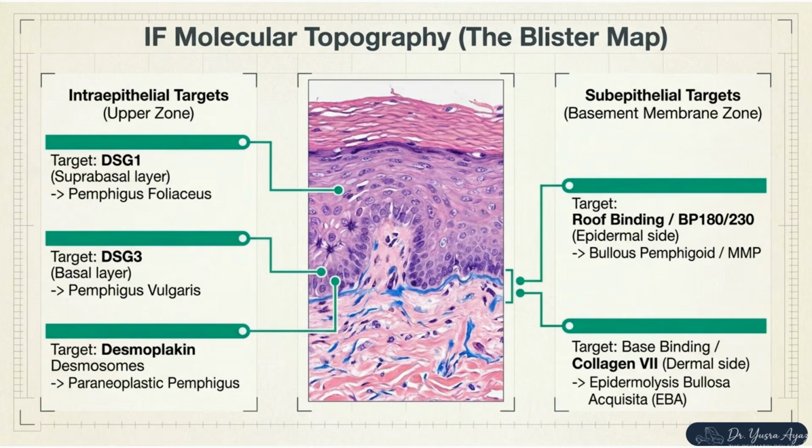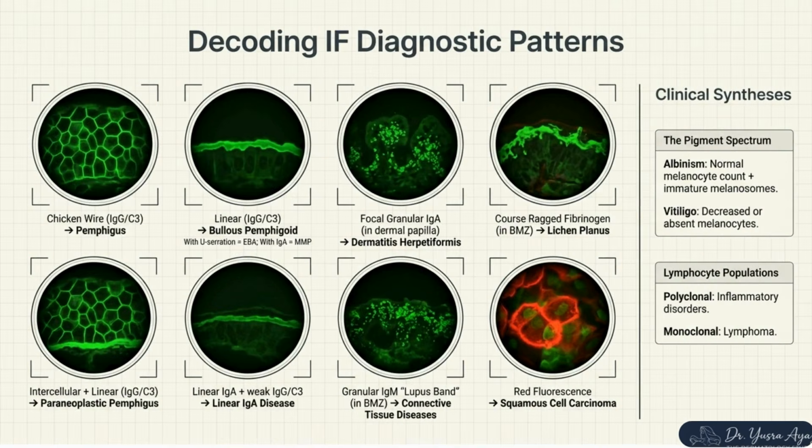In bullous pemphigoid, the antibodies target hemidesmosomal proteins in the basement membrane zone, mainly BP180 and BP230. Because the split is deeper, the blisters are tense. Paraneoplastic pemphigus is associated with antibodies against proteins like desmoplakin and is associated with malignancy.